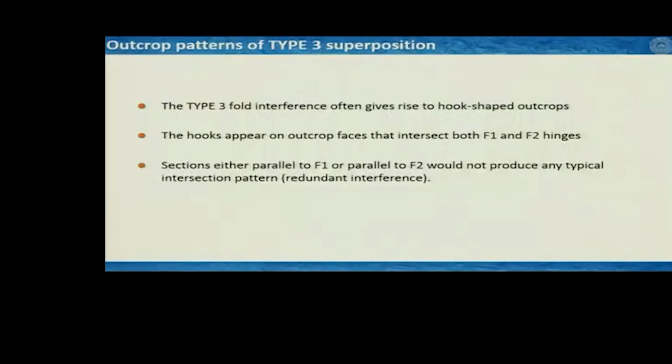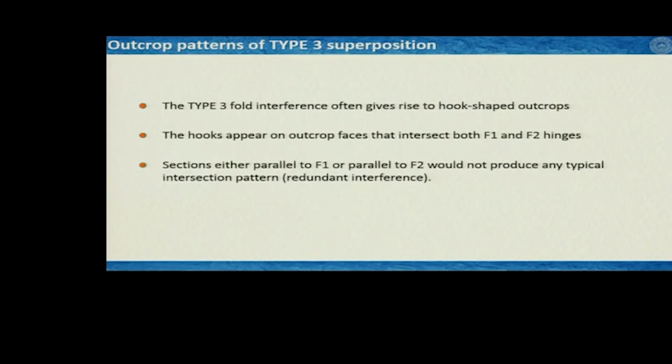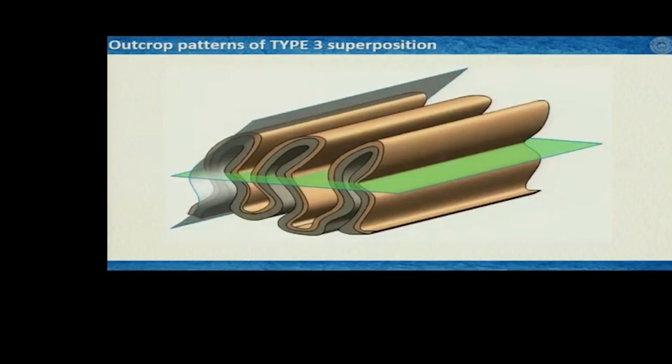So, you have to look at some other surfaces to see if you can also get hook shaped or crescent outcrops or not, but they generally are very complex. So, you have to be very careful to identify which type of superposition it actually is. Now, the hooks appear on the outcrop faces that intersect both F1 and F2 hinges. Sections parallel to either F1 or F2 would not produce any typical intersection pattern, or it would be a redundant interference.